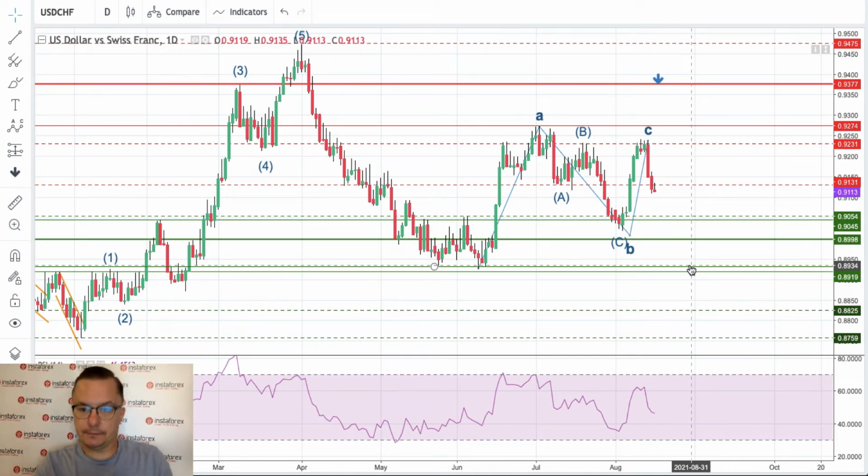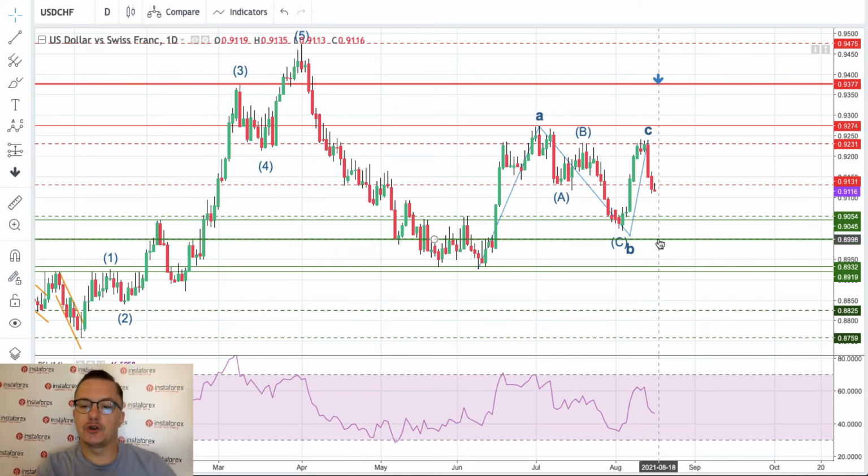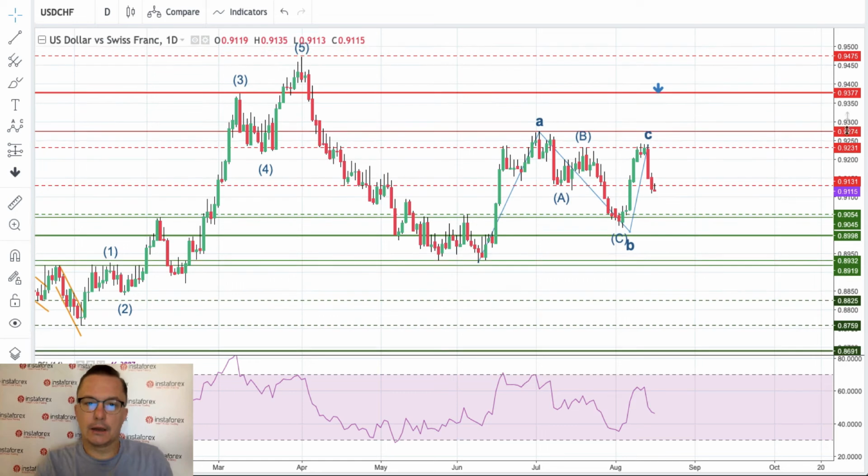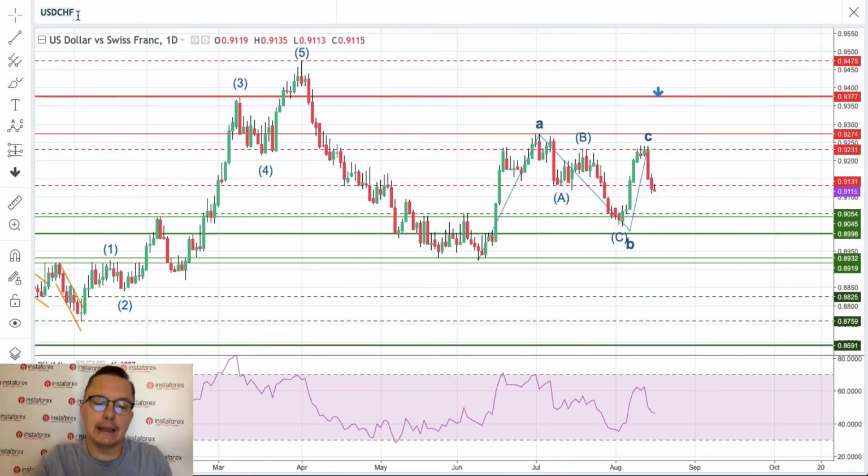The market is ready to continue that move lower, which means we should test soon 9,054 and 9,045 technical support. If this is broken, then the lows of the 4th of August, 9,023 pips, and if this is violated, then 8,998 pips. This green line here should be tested as well, because it's a technical support for the market. So this is how it looks now on the Swiss franc.